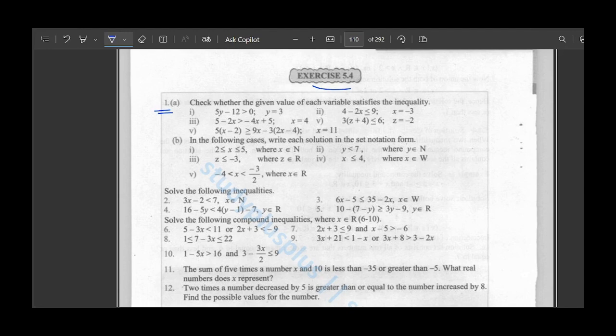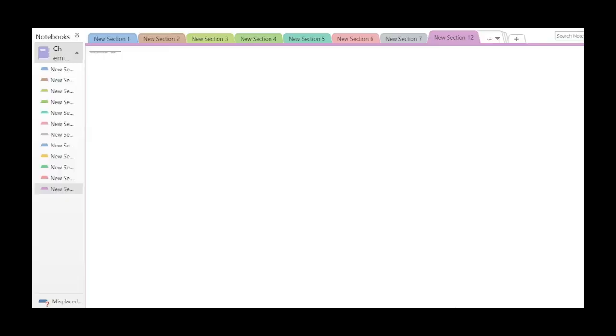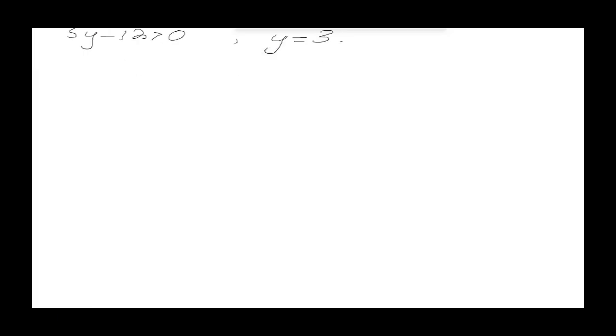5y minus 12 is greater than 0 and the value of y is given as 3. So what do we need to do here? We need to check whether the given value of each variable satisfies the inequality. So first we have 5y minus 12 is greater than 0, and the value of y which we are given is 3. So how can we solve this?